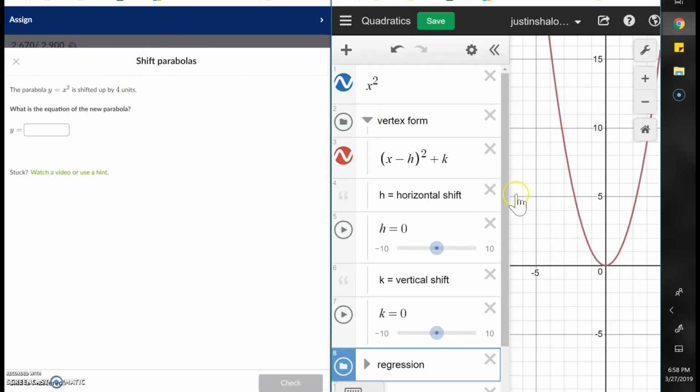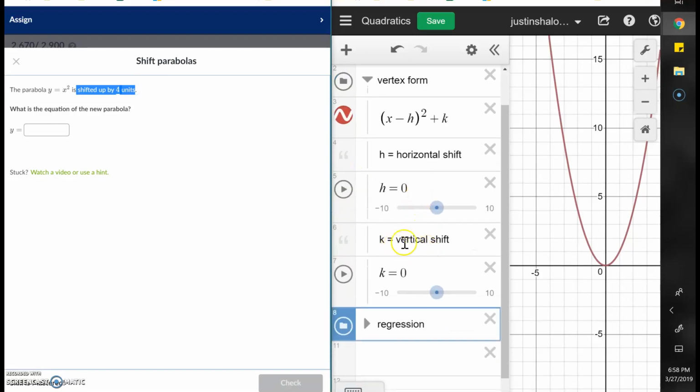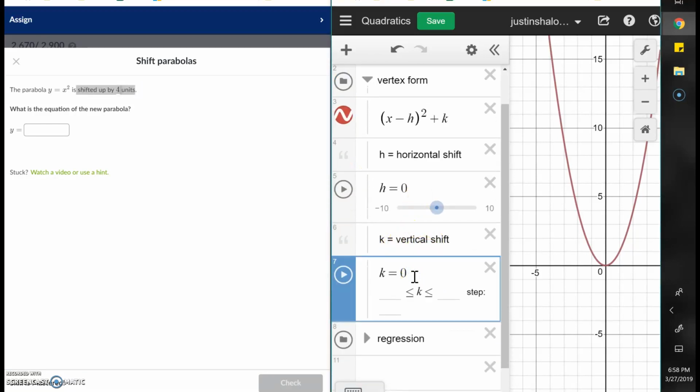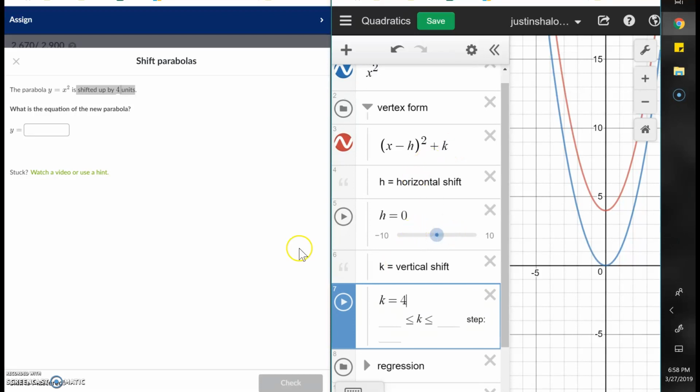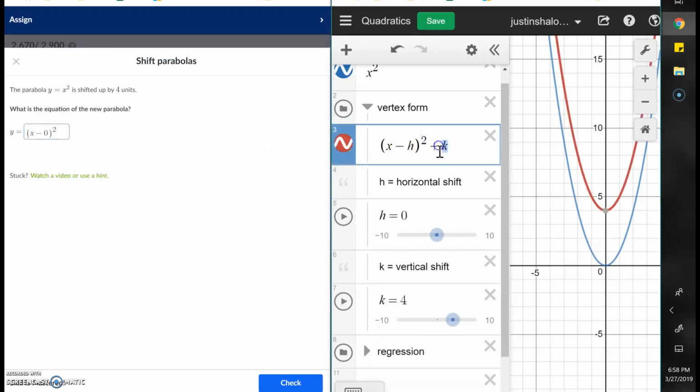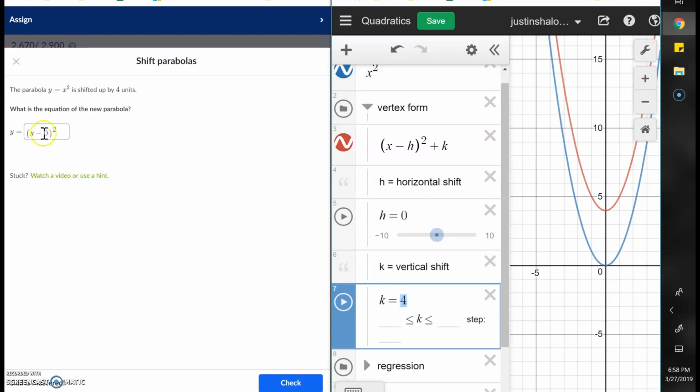Here we're shifting parabolas. The parent function is x squared and we want to shift it up by 4 units. Up would be a vertical shift. Since we want to go up, it's positive 4. Now we can create this parabola where x minus 0, h is 0, squared, and then where the k value is, we got a positive 4, so plus 4.